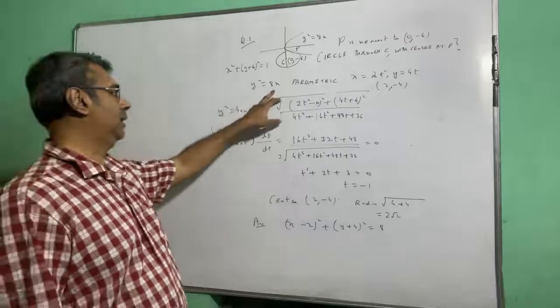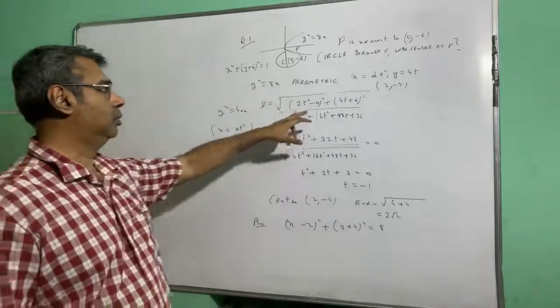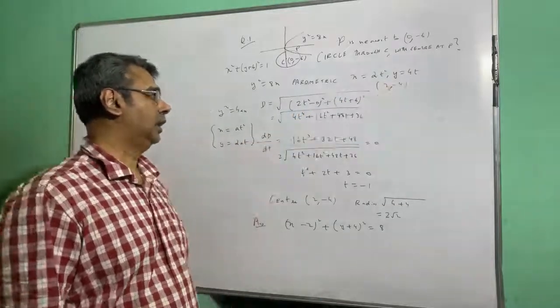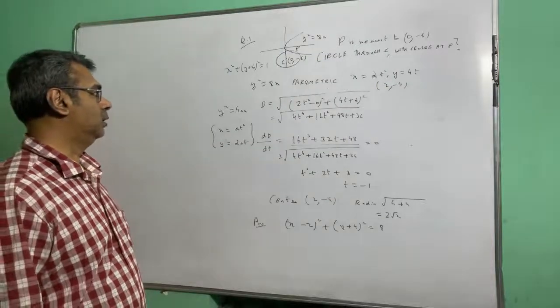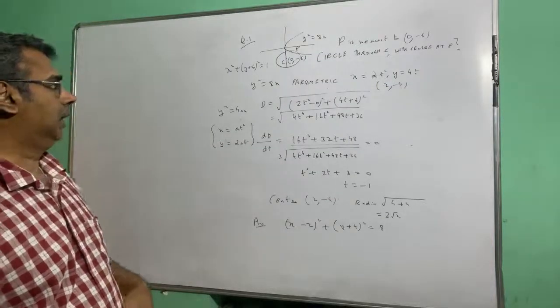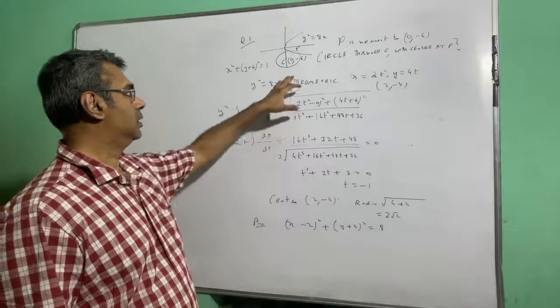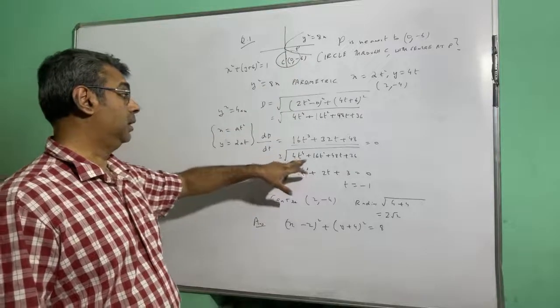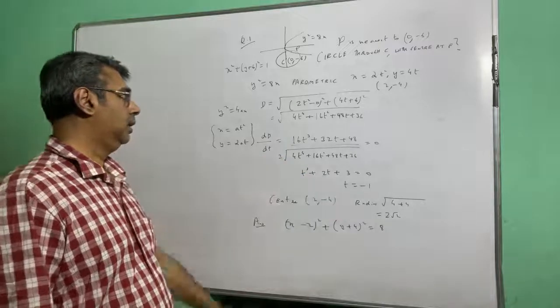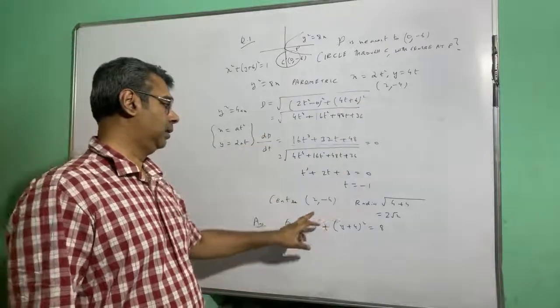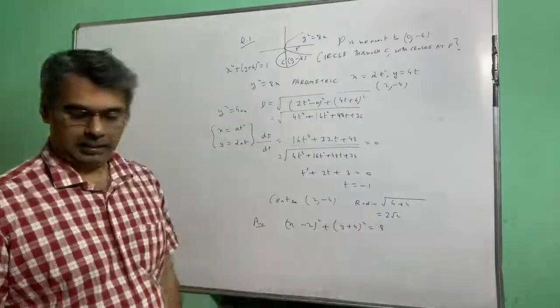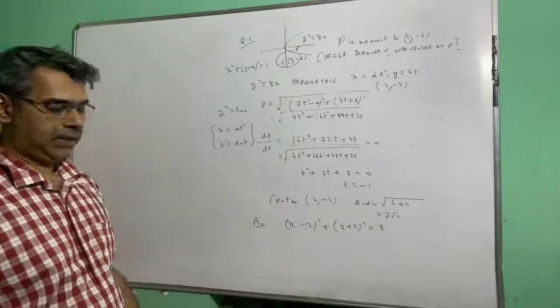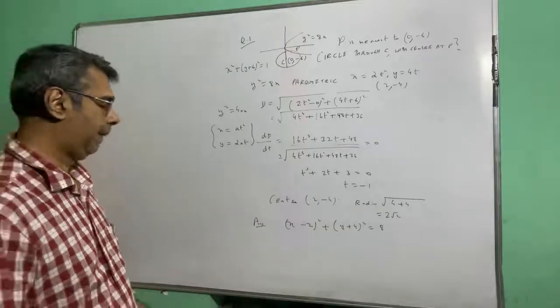So y square equal to 8x, so a will be 2. So I got 2t square and 4t like that. So once I know the parametric, I'll do distance formula from that point to 0, minus 6. Then dd by dt is 0, so I'll get t. And I'll put t back and I'll get the point and I'll get the radius. So this is how we can do this particular question.